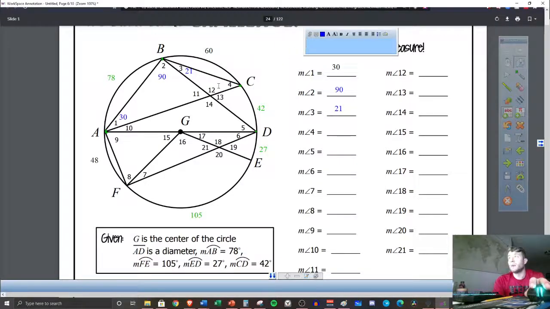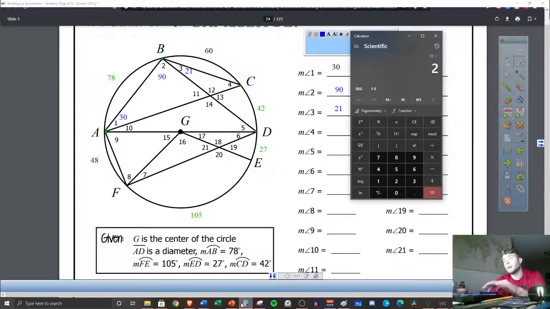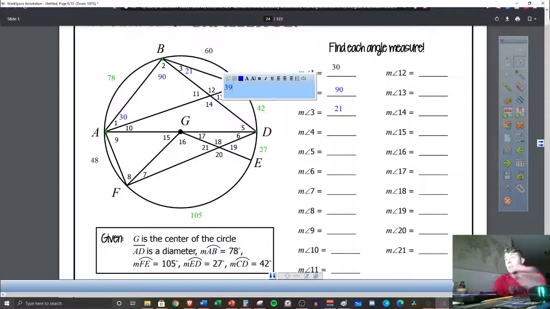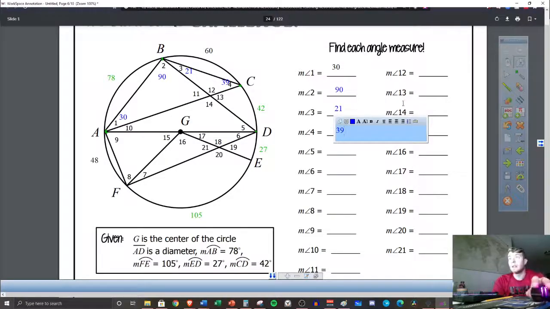Okay, let's look at 4. 4 is the angle BCA, which is inscribed and intersecting the arc AB, which is 78. So it's got to be half of 78. Just to confirm, 78 divided by 2 is 39. So 4 has to be 39. All right, so 39. There we go.